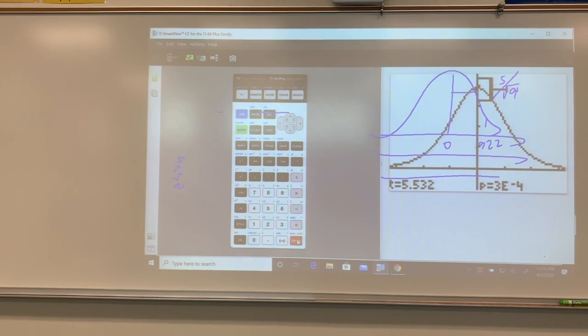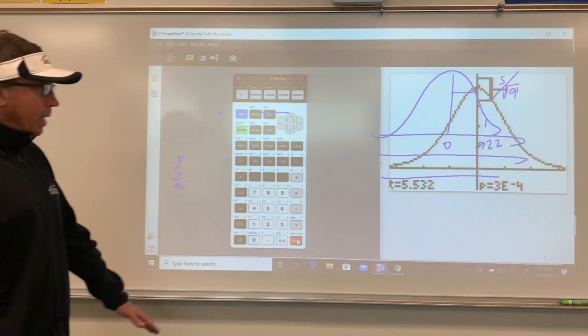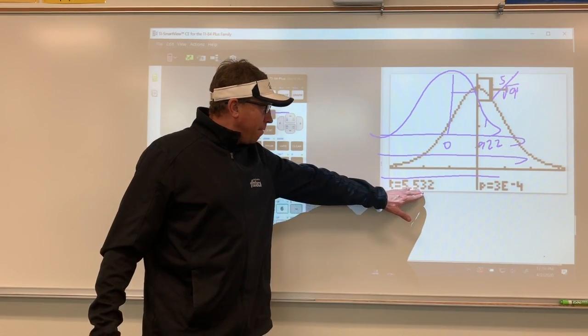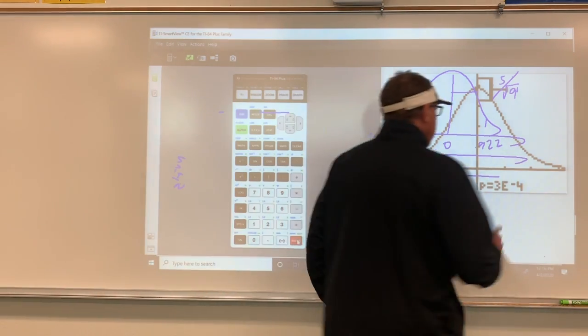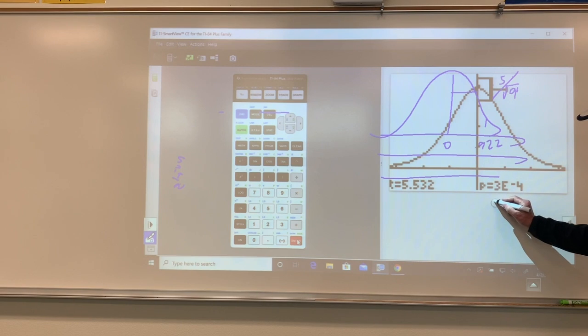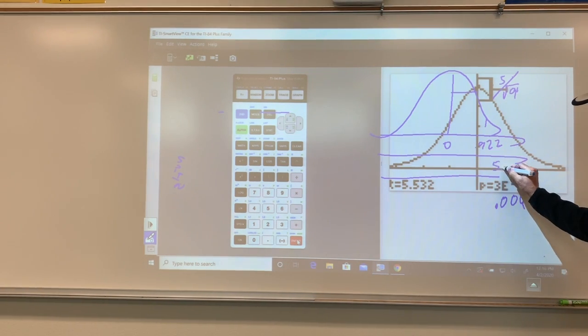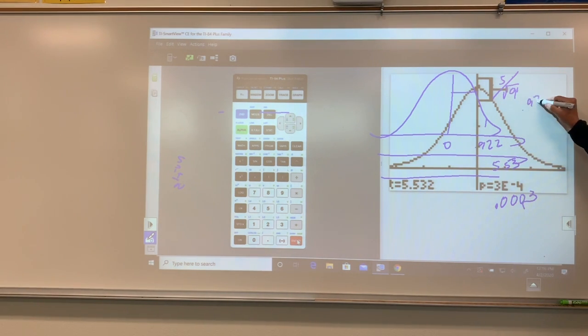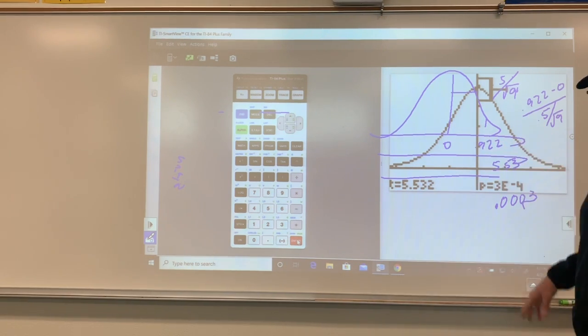Okay? Now, what you end up having there is a t-score of 5.53 and a p-value. This is in scientific notation. This is 0.0003, and then the t-score is 5.53. Now, how did I get that t-score? That is 0.922 minus 0 divided by the standard deviation of 0.5 over the square root of 9. It's pretty nice that it does it for you. I'm going to go ahead and get rid of the graphic calculator, and then you can see it.